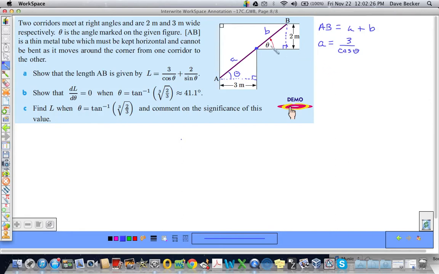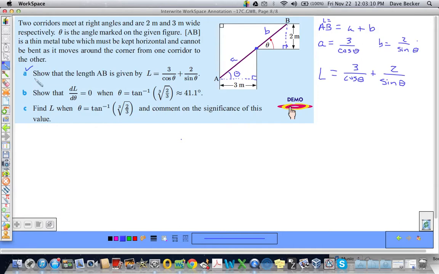Similarly with B, theta, opposite is 2, hypotenuse is B. So sine theta equals 2 over B. And solving for B, we get B equals 2 over sine theta. Sorry about that. Okay, so therefore, AB equals A plus B, which we called L. L equals AB equals A plus B. So L clearly is equal to 3 over cosine theta plus 2 over sine theta. Okay, so we have knocked out part A.